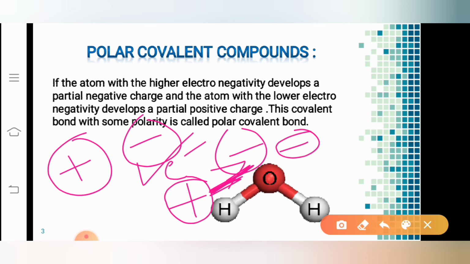So here the atoms, hydrogen and oxygen, have some kind of charges, that is partial negative charge and partial positive charge. It all again depends on the electronegativity. If the electronegativity is more, then it has a partial negative charge. If the electronegativity is less, then it has a partial positive charge. Clear?